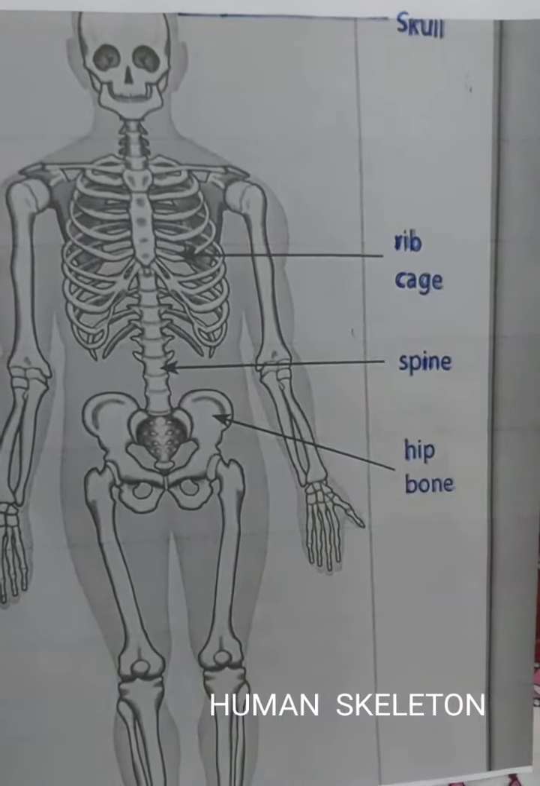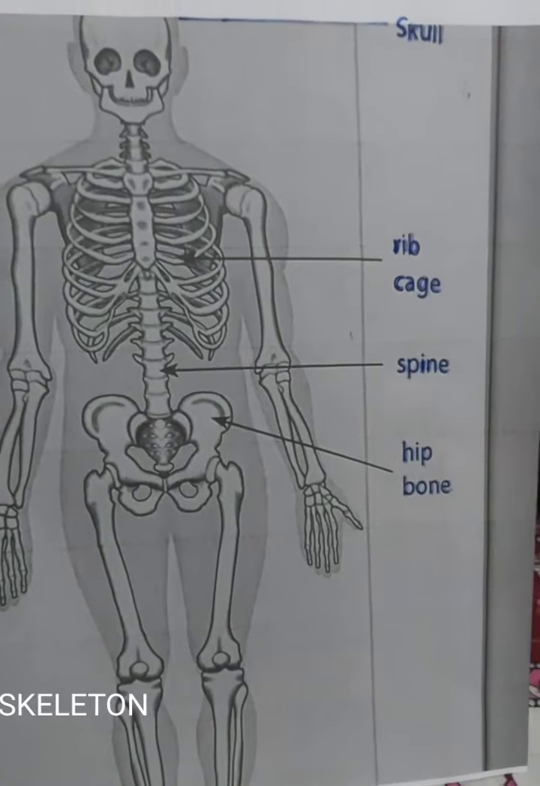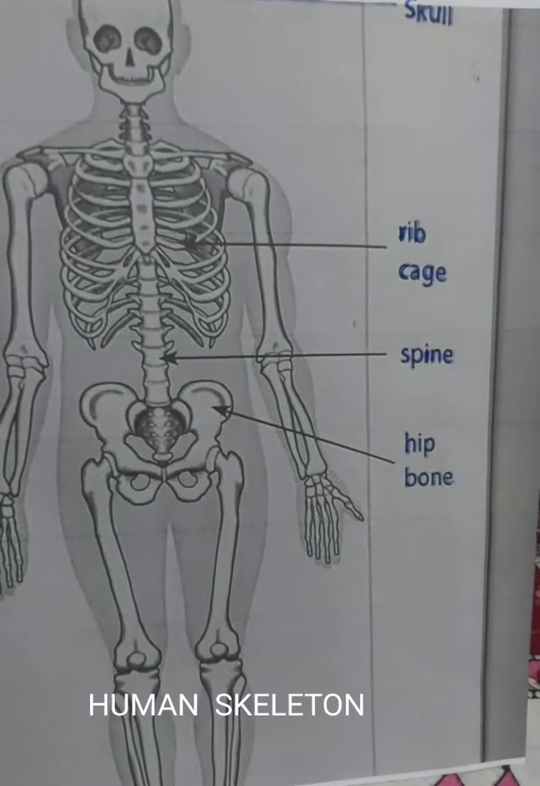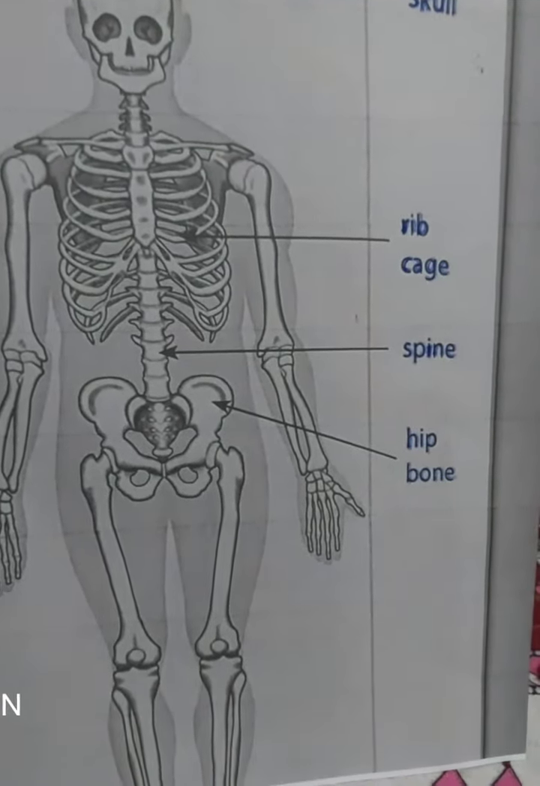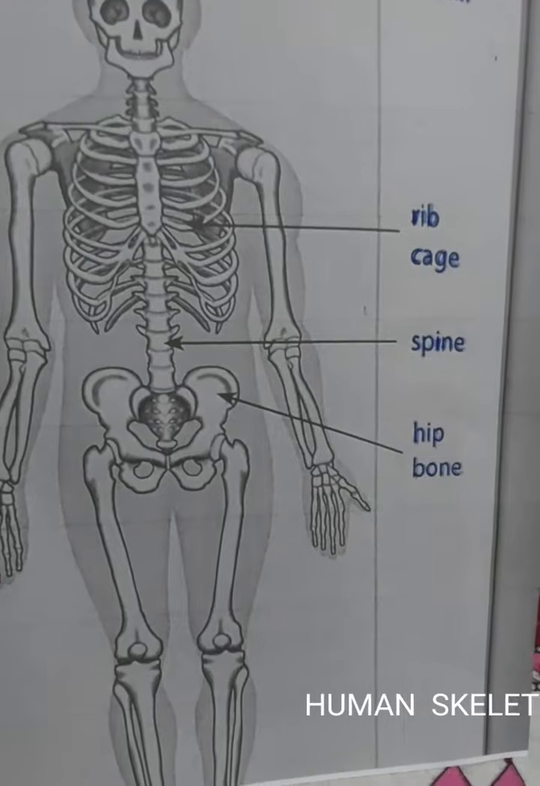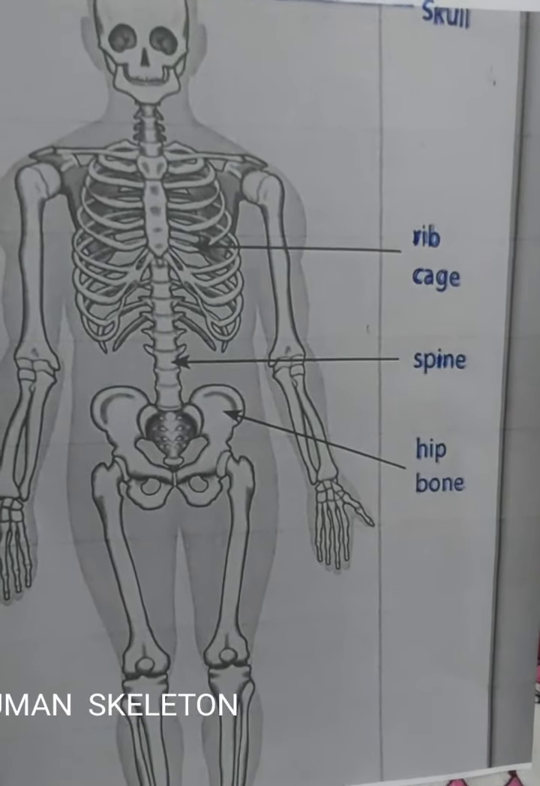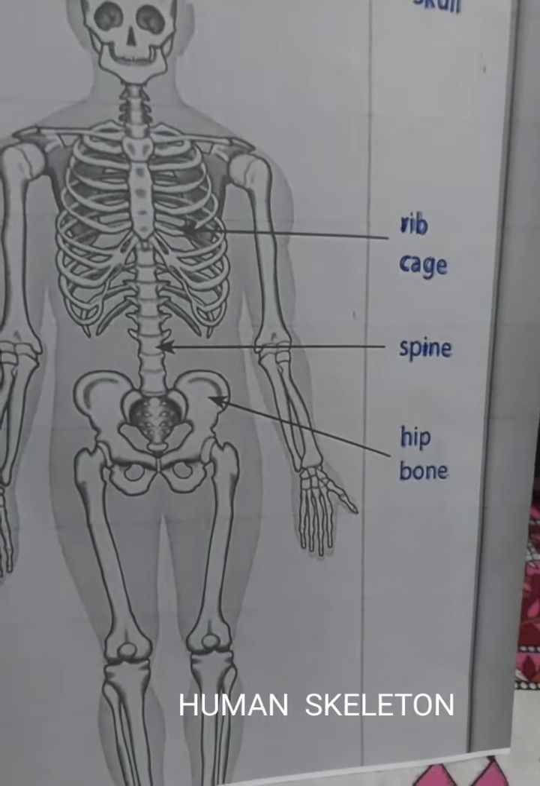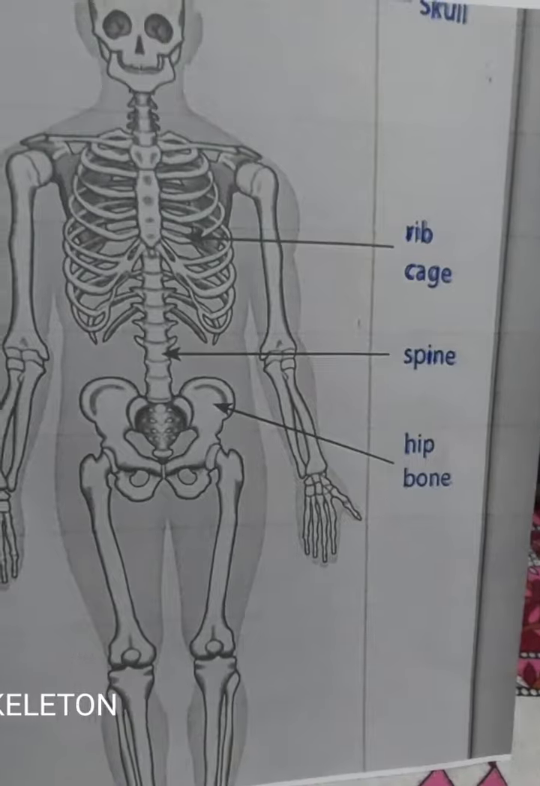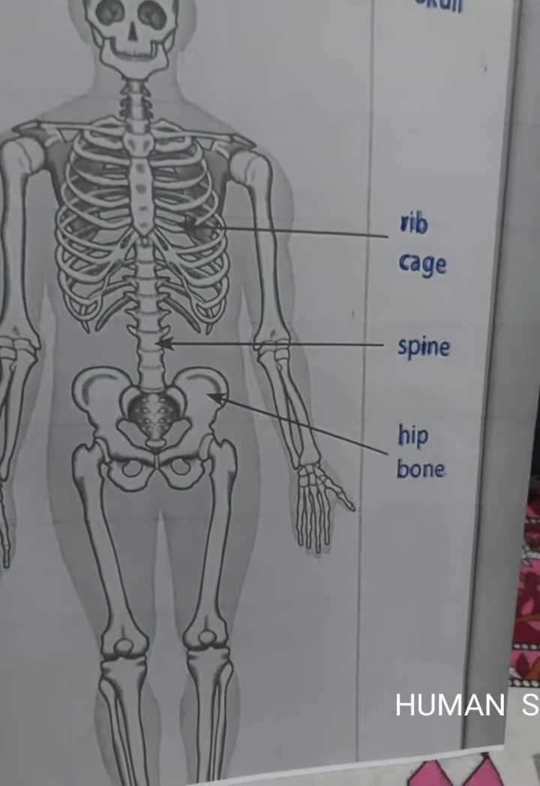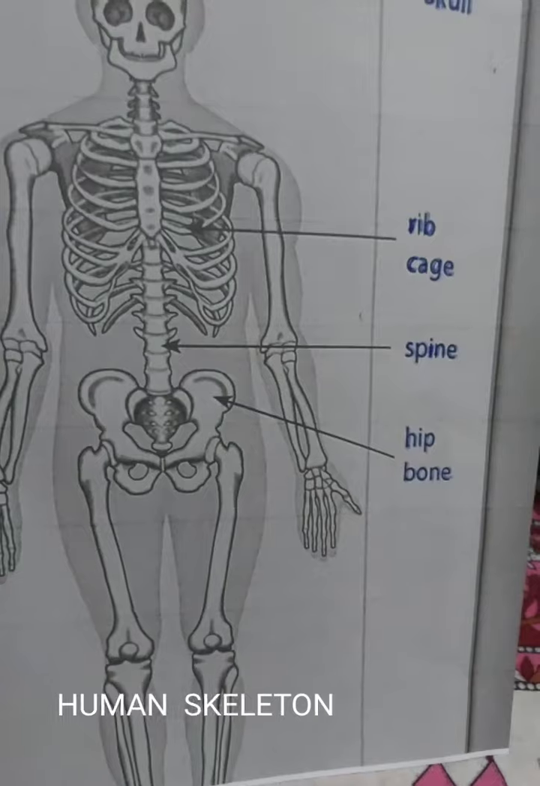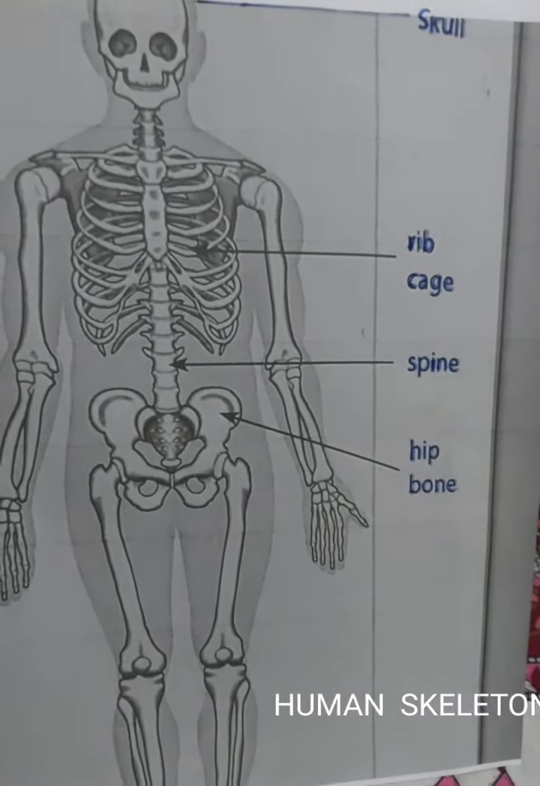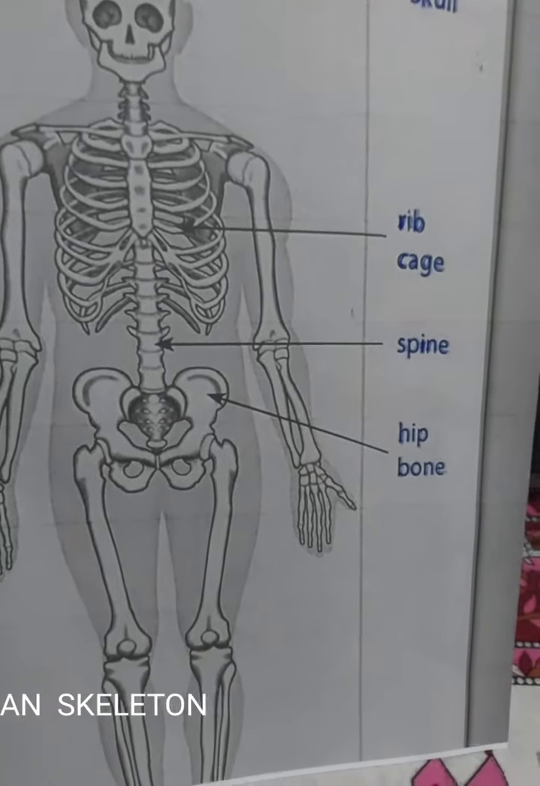Today we are going to learn about the human skeleton. The human skeletal system is a framework of bones, and the bones inside the body are arranged in a definite manner. The skeleton of an adult human has 206 bones. The largest bone in the body is the thigh bone, which is known as the femur, and the smallest bone is the stapes or stirrup, which is found in the ear.